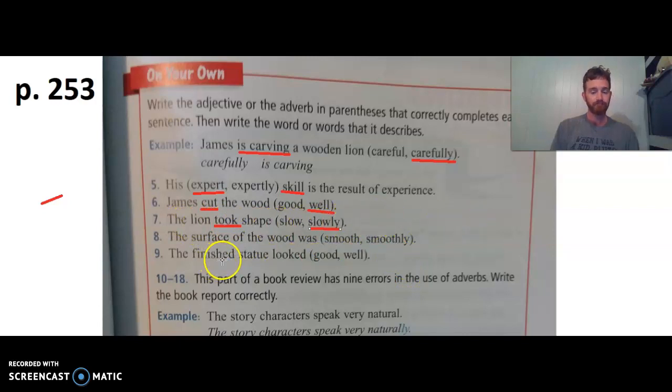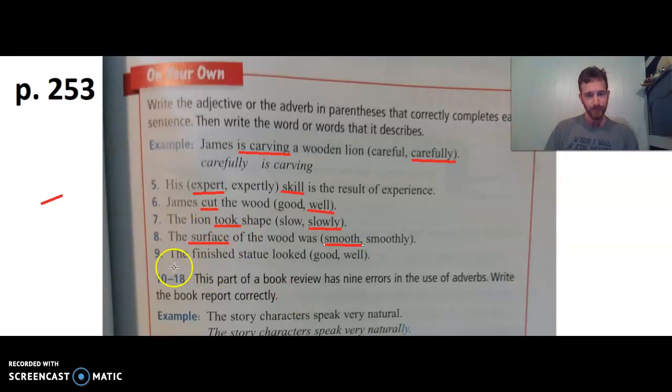All right. Here's another good example. The surface of the wood was smooth or smoothly. Think about what this word would be describing. One clue we have here is a linking verb, not an action. We're talking about the surface of the wood. What word would tell about the surface? We would say the surface of the wood was smooth. Again, here we have the adjective describing the noun, the surface.